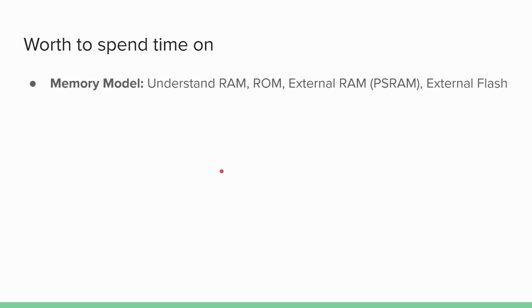There are options like having bigger memory chips so that you can have bigger applications. So usually ESP32 has a RAM and ROM, which is internal RAM and ROM, and then there's external RAM, which is known as PSRAM, and external flash as well.